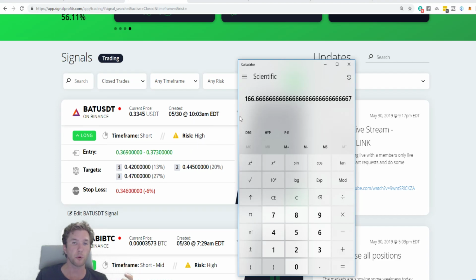So on a $1,000 portfolio, you're going to use $166 in this position. You're going to buy $166 of BAT with a 6% stop loss. That's going to give you a 1% risk of your total portfolio.